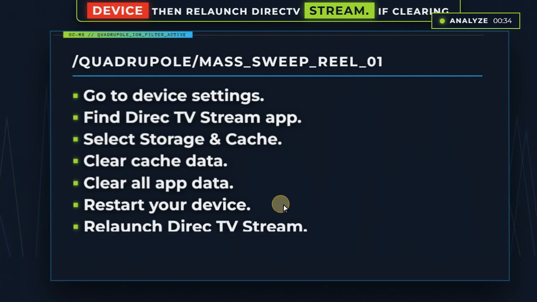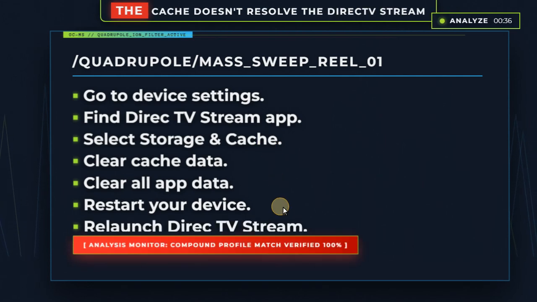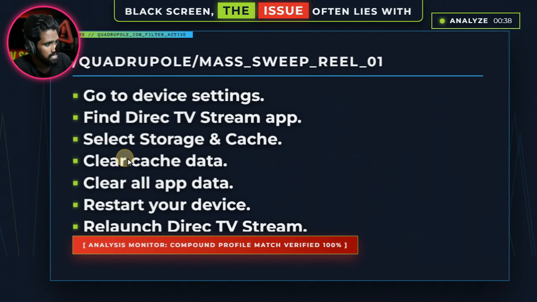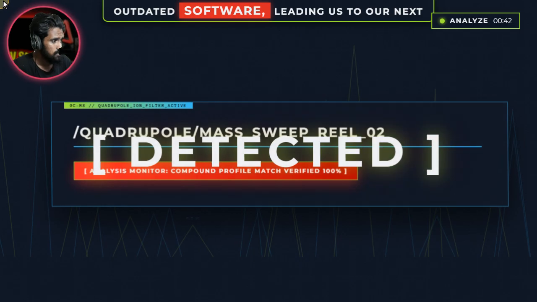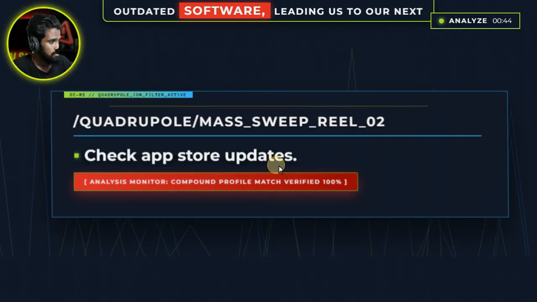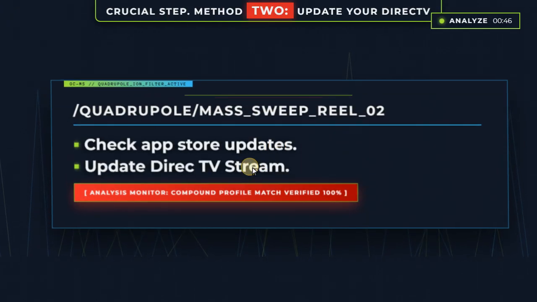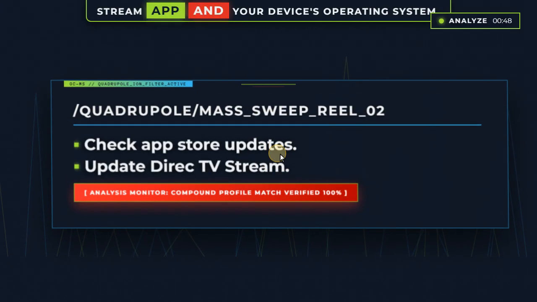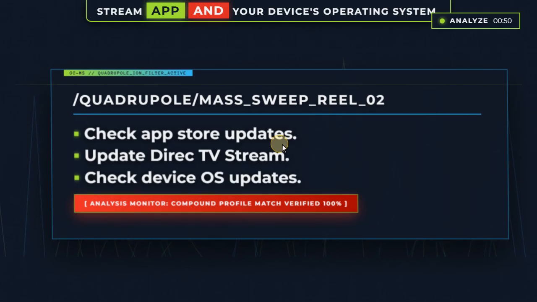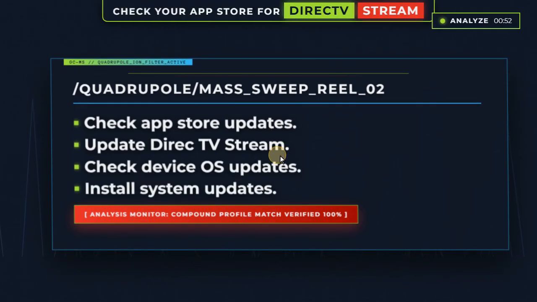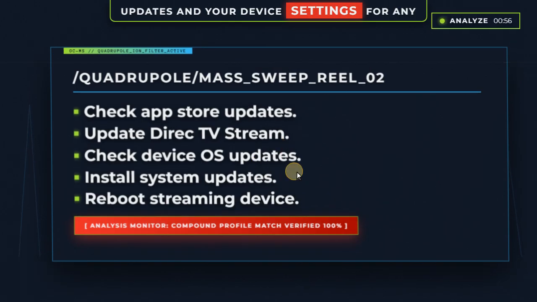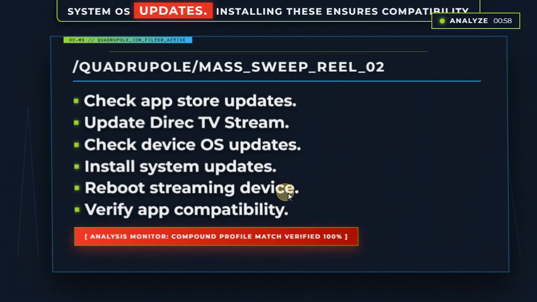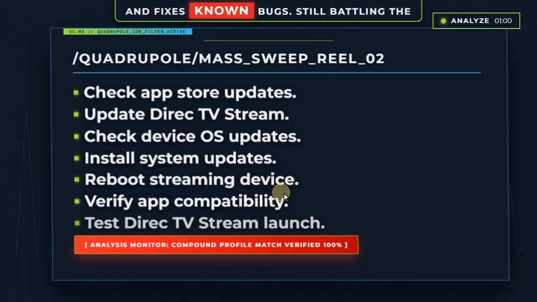If clearing the cache doesn't resolve the DirecTV Stream black screen, the issue often lies with outdated software, leading us to our next crucial step. Method 2. Update your DirecTV Stream app and your device's operating system. Check your app store for DirecTV Stream updates and your device settings for any system OS updates. Installing these ensures compatibility and fixes known bugs.